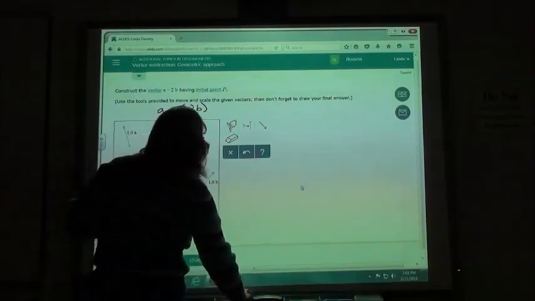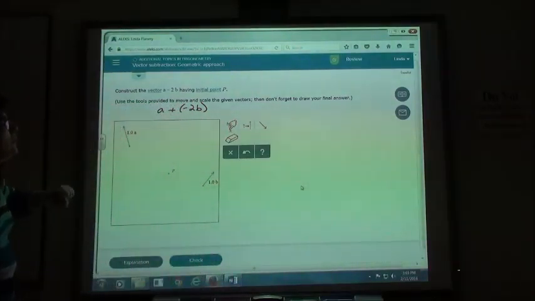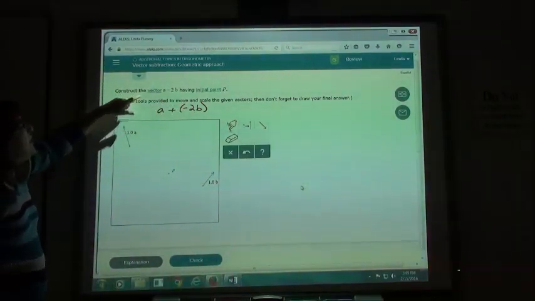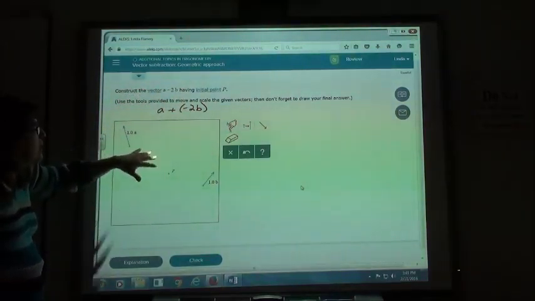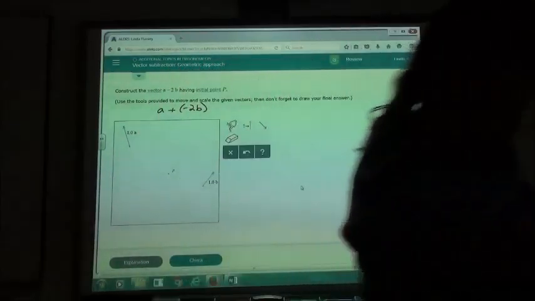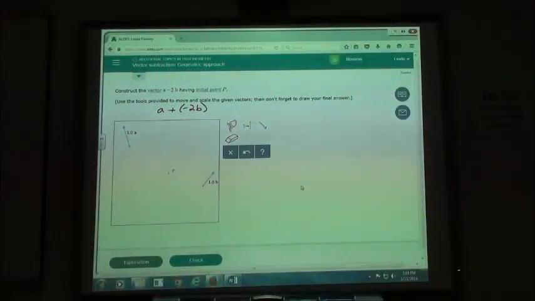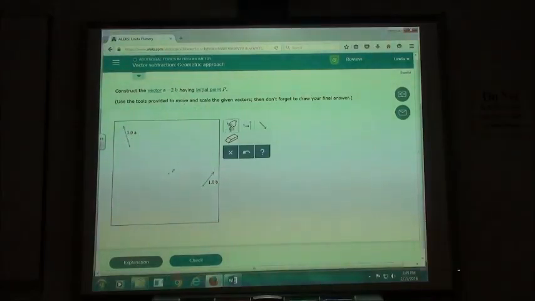And so on the vector subtraction, which would be 4, 5, and 6, we're going to change this to a plus a negative 2b, and then use our tools like we did before. So, going to move a to the end of p. Move that over here. Now this is just going to stay 1a because there's no scaling to that one. A is the same thing as 1a. Then I'm going to move b to the end of a.